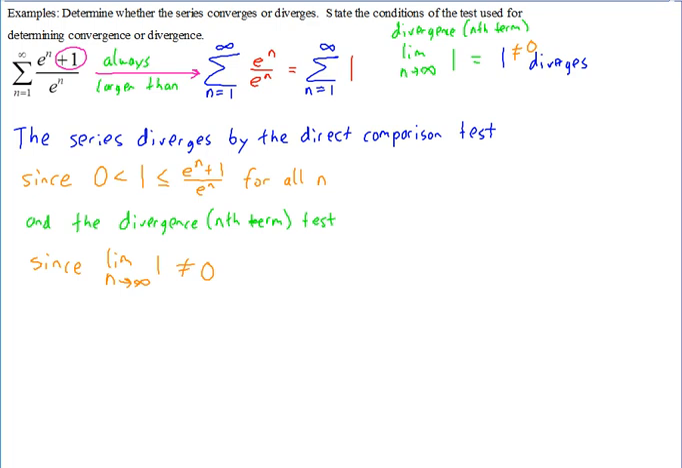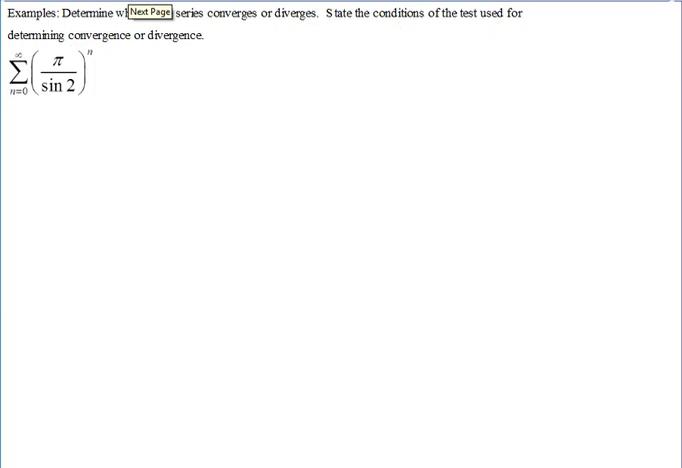All right, let's take a look at the next one. On the next one, we've got pi over sine of 2 to the nth power. So on this one, we can see, well, pi over sine 2. Well, both of those are constants, aren't they?